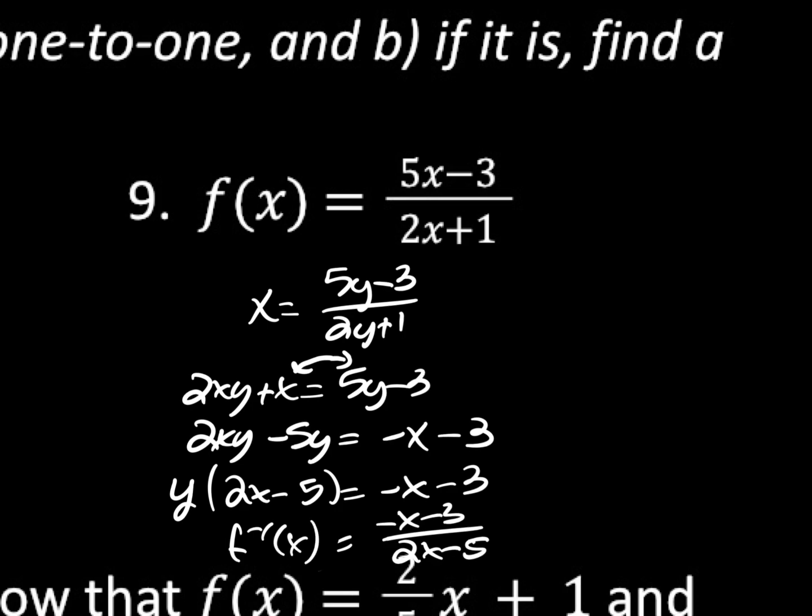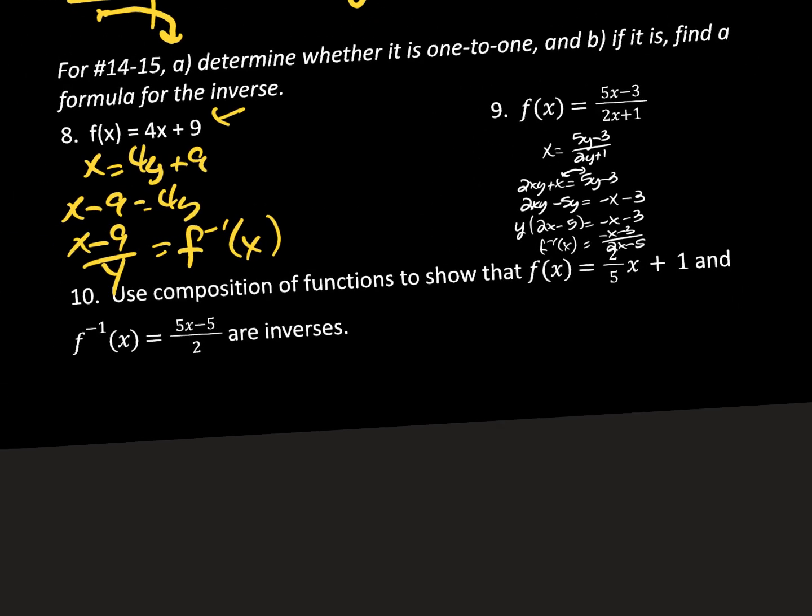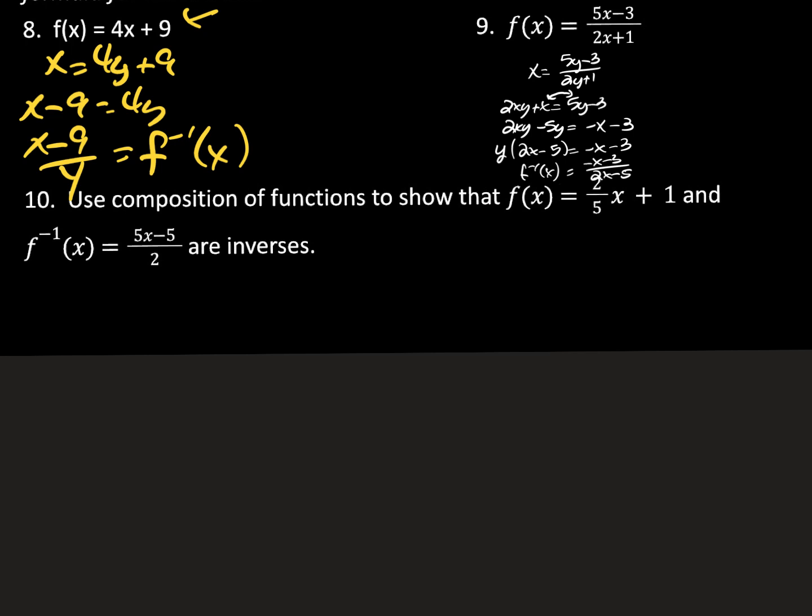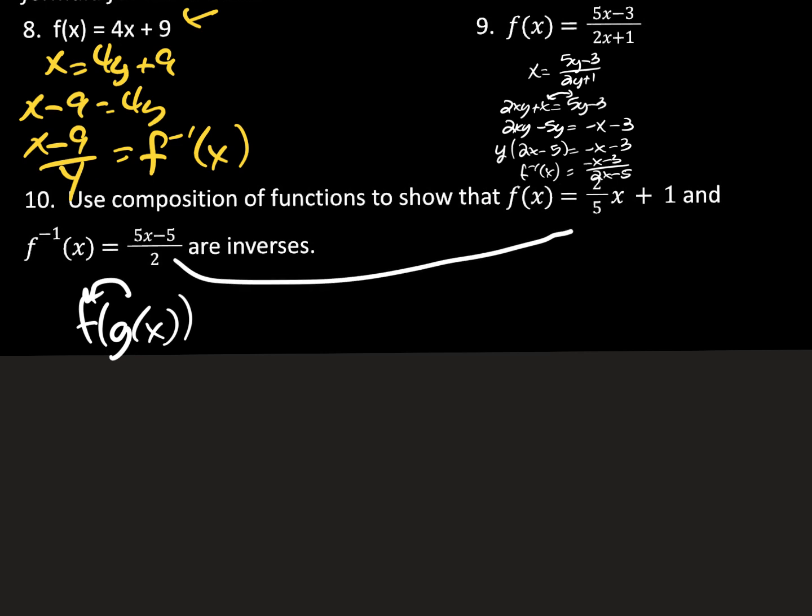Number 10, use composition to prove that they're inverse functions. So this is going to be a little bit of work here, but it's going to work out great. You got to do f of g of x, which means I'm going to plug function g into f. Actually, it doesn't say g, it says f negative 1, but that's okay. So I'm plugging this one right here into that x. So I'm going to say 2/5 times 5x minus 5 over 2, plus 1. Let's see what happens here.